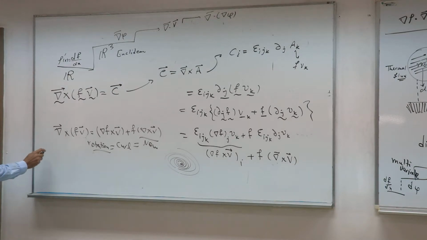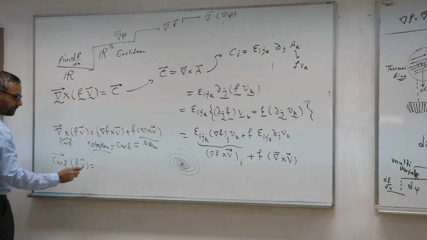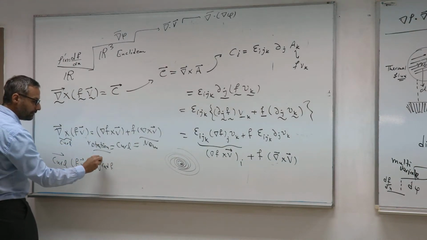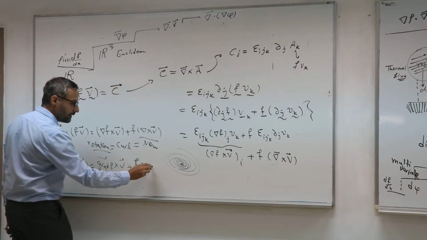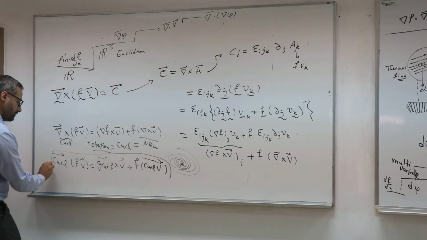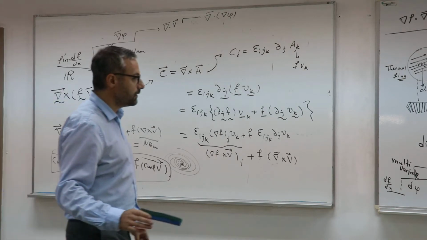So I just want to write the old one. This we call curl. Curl is a vector. Curl of fv is gradient f multiplied by v plus f curl v.